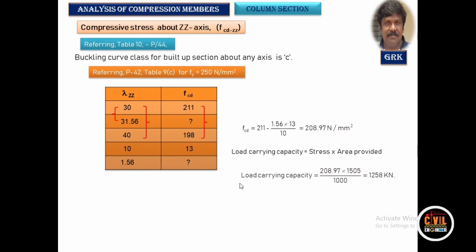Now you understood the different types of sections and how to analyze them. The same type of problems could be designed. We'll see that in the design session. The next video will be on design of compression members for the column section.